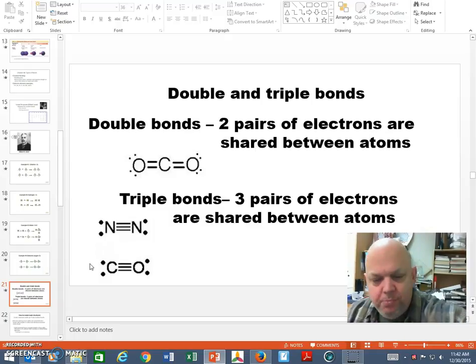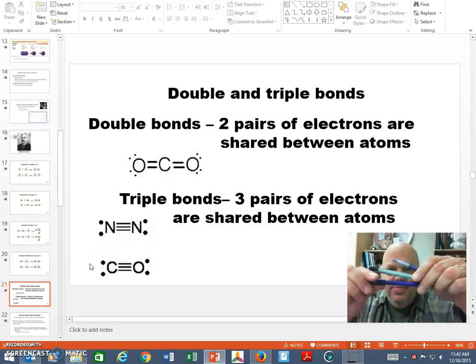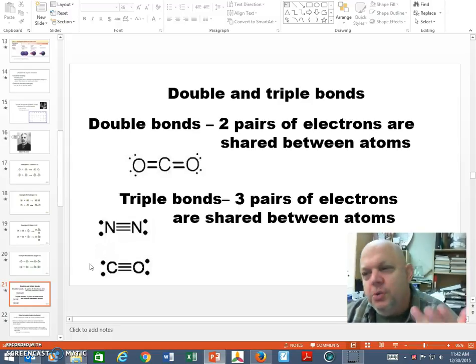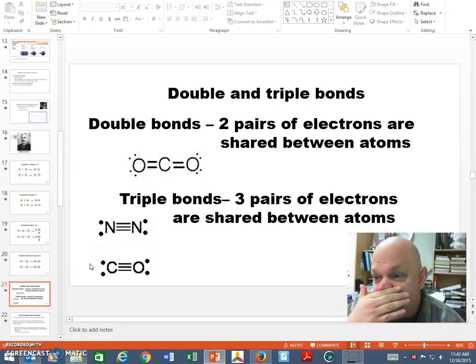So if you think about the triple bond, again, going back to the pencil, if this is a single bond, this is a double bond, this is a triple bond. Naturally, it's going to be a lot harder to break a triple bond molecule compared to a double bond or a single bond. Okay? All right.